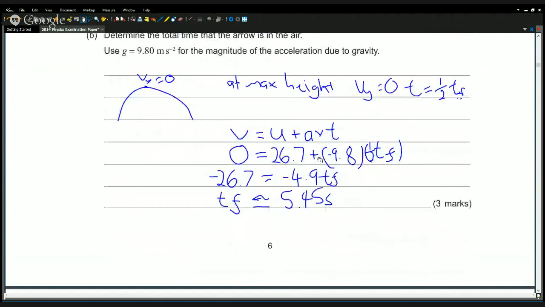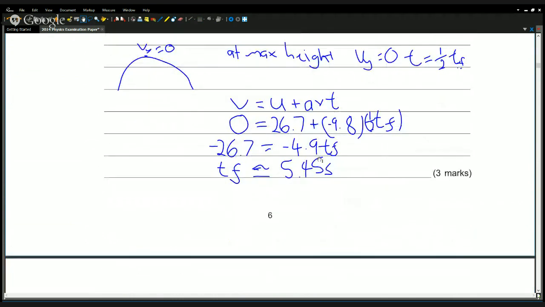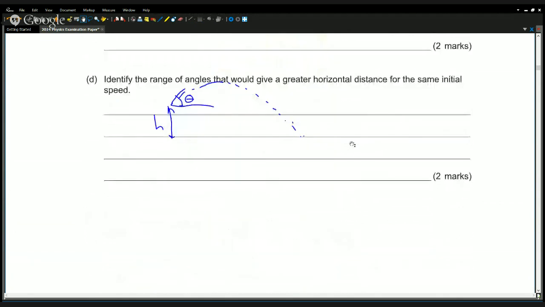But there's something to be said about that. Let's see if I get these numbers right. All right, we've got 35. I've got something that's actually smaller. So I'm just going to stick with my answer that I stated over here, which was: identify range of angles to give greater horizontal distance for the same initial speed. If I understand the concept of the question right, I'm going to stick with that because the tree's in the same position.